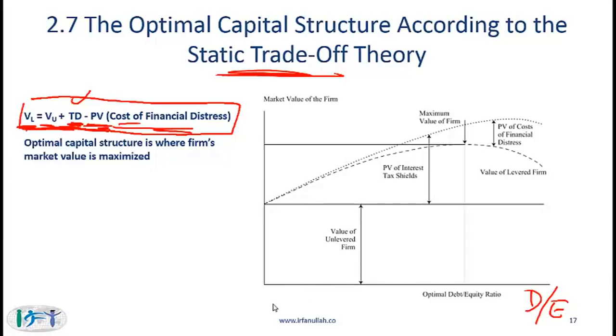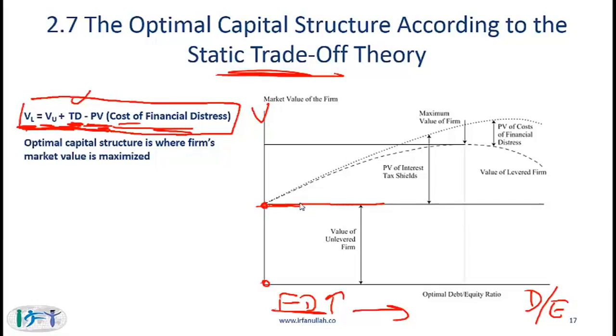Does the risk of financial distress increase as we move to the right? Yes. Obviously this risk is minimal when debt to equity is 0, and the risk of financial distress increases as we move to the right. So what does this point represent? And what do the various lines represent? This is the value of the unlevered firm, right? On the y-axis we have value. So this is the value of the unlevered firm.